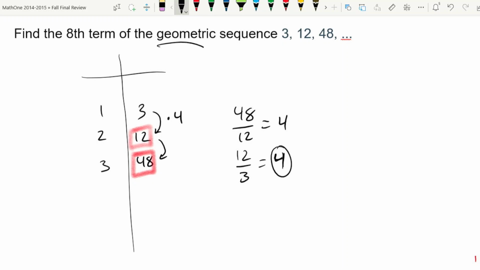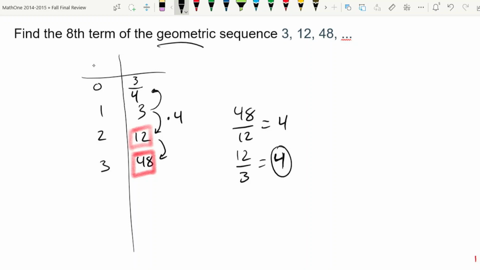And I can also figure out the zeroth term. If I want to go back to my zeroth term, instead of multiplying by 4, I would divide by 4. So that would make my zeroth term equal to 3 over 4, just a fraction, 3/4.